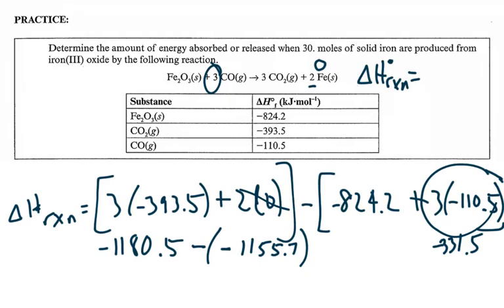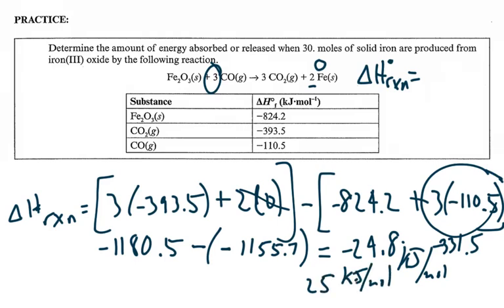So you have negative 1180.5. Really, minus a negative is just like saying you're adding 1155.7. And you end up getting negative 24.8 kilojoules per mole. What the packet did is they just rounded it to 25. You could leave it at negative 24.8, but we'll go ahead and use 25. So if we round that, we get 25 kilojoules per mole.